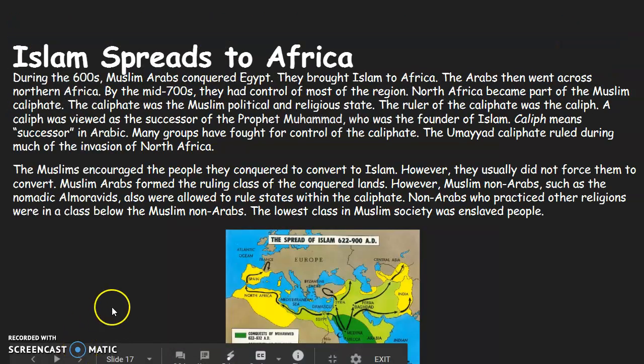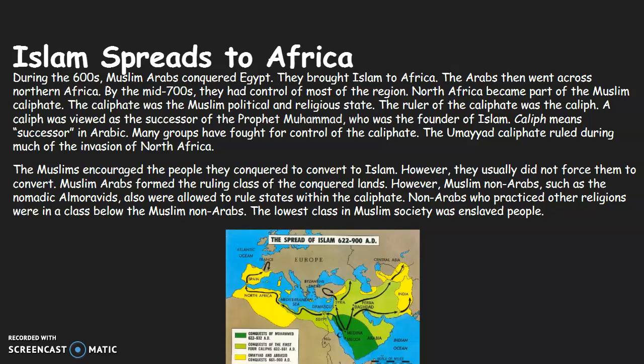Okay, so let's keep going. So Islam spreads to Africa. I know this part of the lesson is really, really important to when we get to the Crusades. So I wanted to make sure I included this information for you guys because it really is part of that narrative. So during the 600s, Muslim Arabs conquered Egypt.